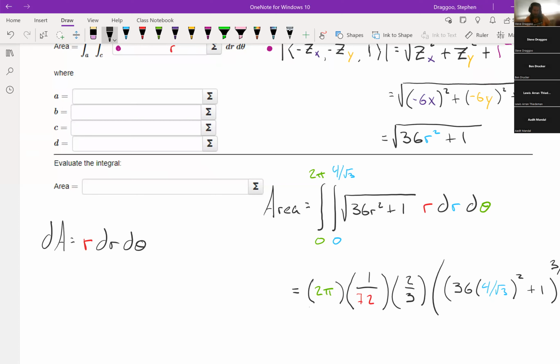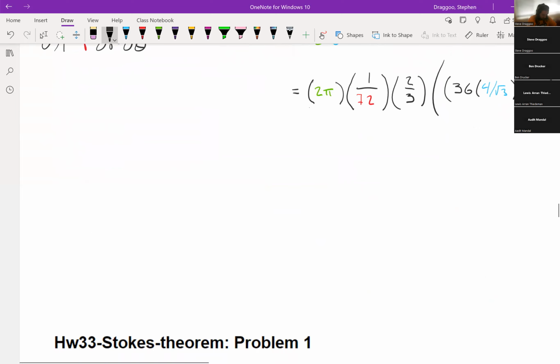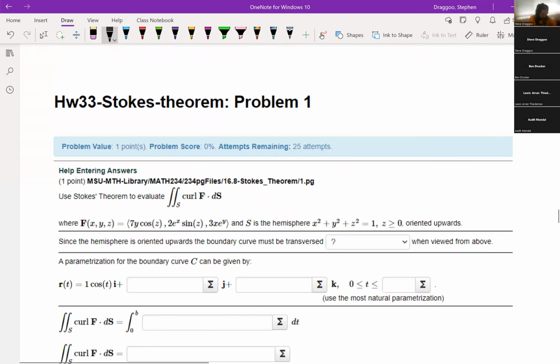I guess it's probably not the end of the world. No, that's not going to come out to anything nice. All right. There's a surface area.